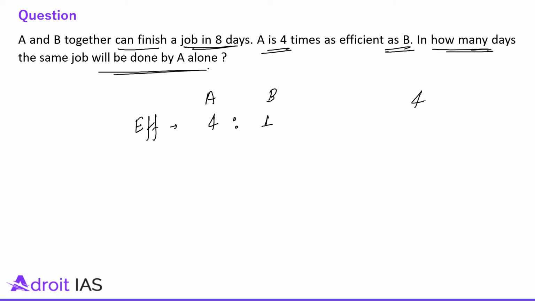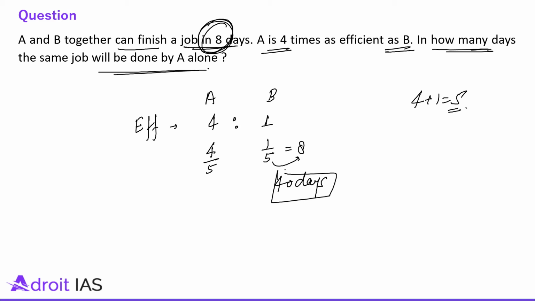So just assume the total work as 4 plus 1, which is 5 units. So out of 5 units, B is doing 1. So B is doing 1/5 of the total work and A is doing 4/5 of the total work, right? And together they are finishing this work in 8 days. So this is 8 into 5, 40 days. So B is doing this work in 40 days, and A will take 10 days, right?